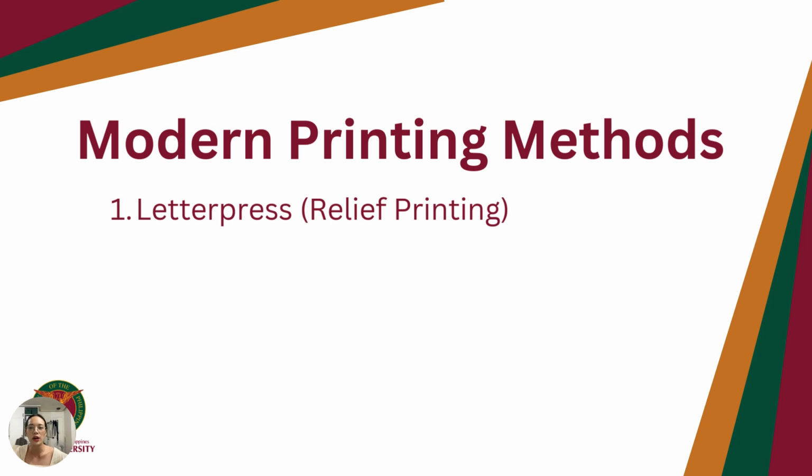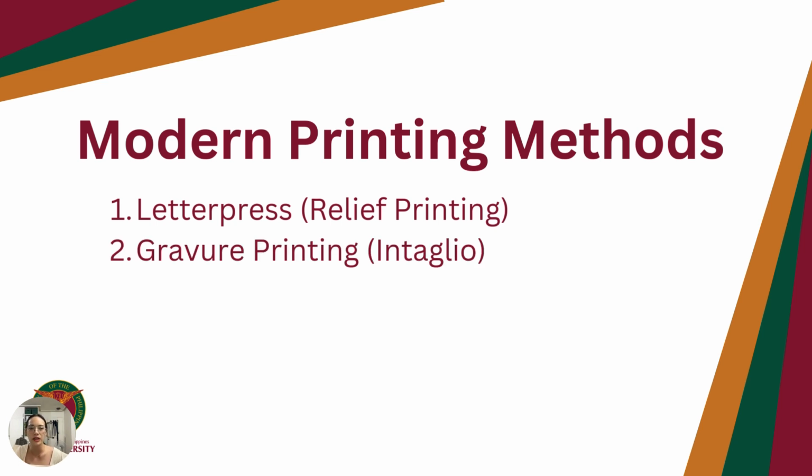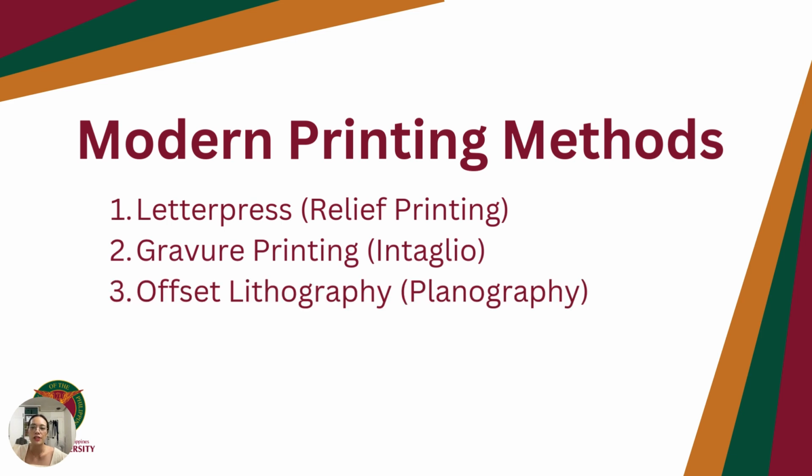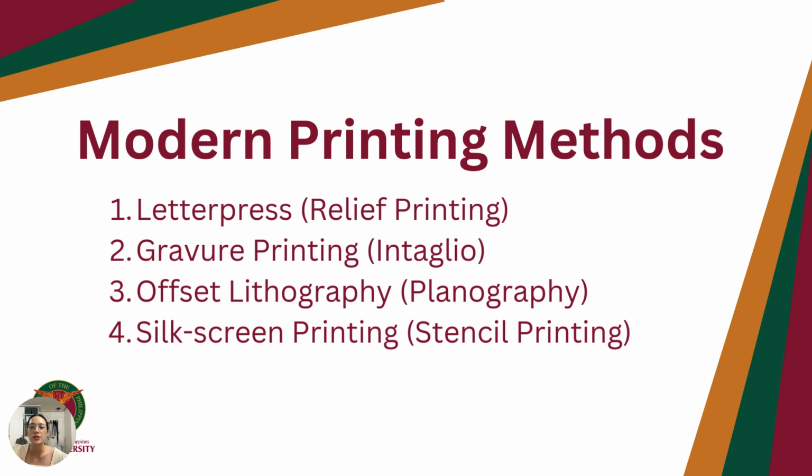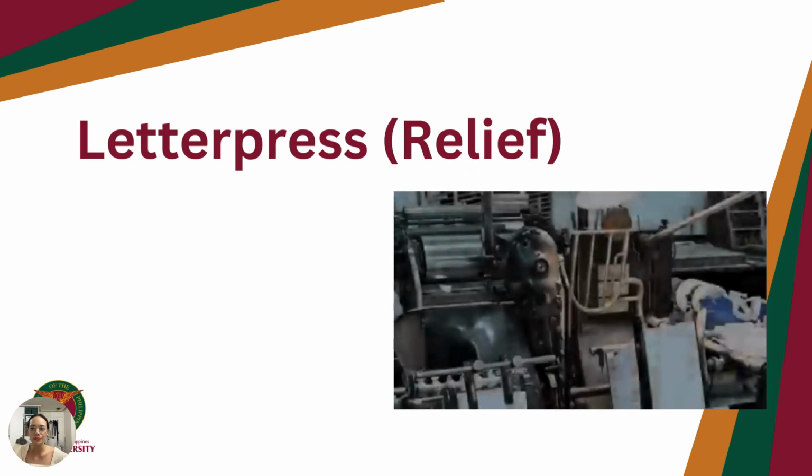So the first one is the letterpress, or printing what is left on the surface. Number two is gravure printing, or printing what is below the surface. And number three, we have offset lithography, or printing what is drawn on the surface. And we have silk screen printing, or printing through open areas in a screen. And finally, we have color printing. Now, let's go through each of these methods.